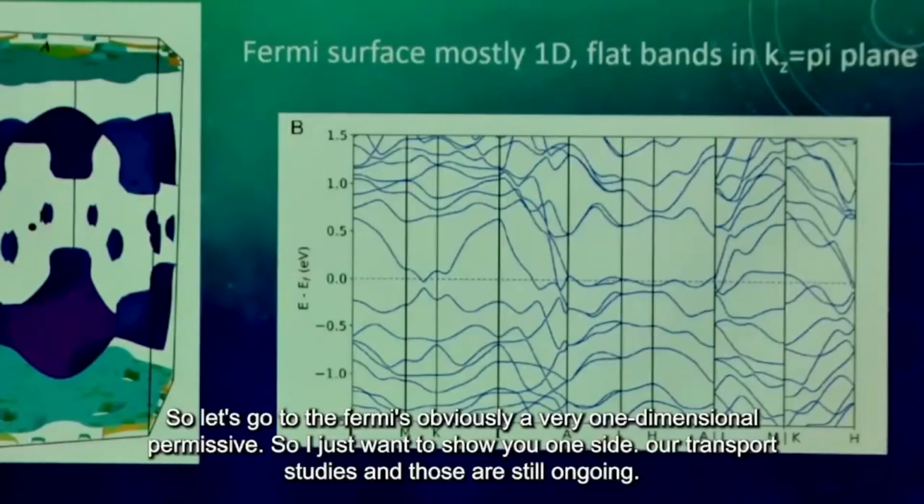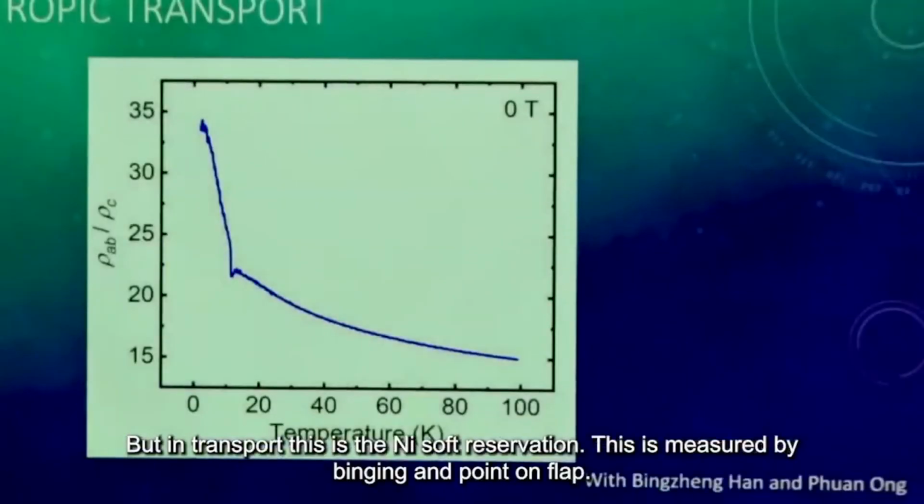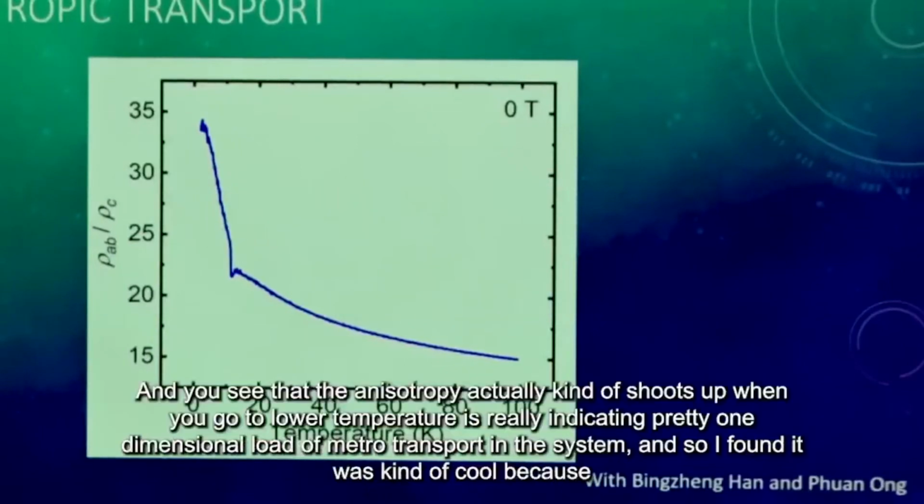So let's go to the Fermi surface here, a very one-dimensional Fermi surface. I just want to show you one slide of our transport studies, and those are still ongoing. In transport, this is the anisotropy ratio, measured by Bingjing and Poinong's lab. You see that the anisotropy shoots up when you go to lower temperatures, really indicating pretty one-dimensional, low-dimensional transport in the system.